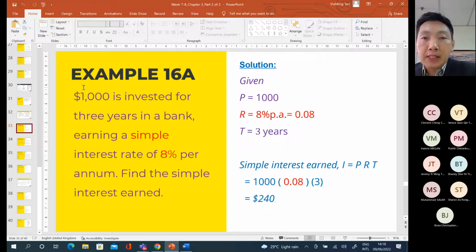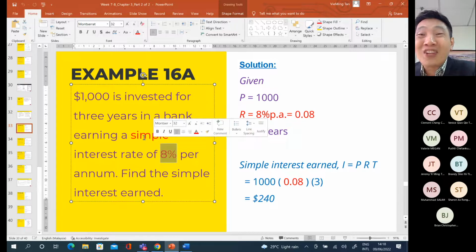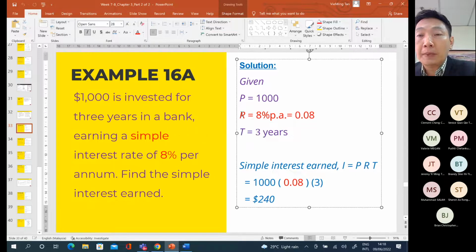Next sentence: this investment can earn a simple interest rate of 8%. This is the keyword. 8% here refers to the simple interest rate. So we use R, the capital R, to represent 8%. 8% means 8 divided by 100, so I get 0.08. We need to convert the percentage into a decimal number because when we apply the formula, we need to use decimal numbers. This 8% is per annum, that means per year, the yearly interest rate.